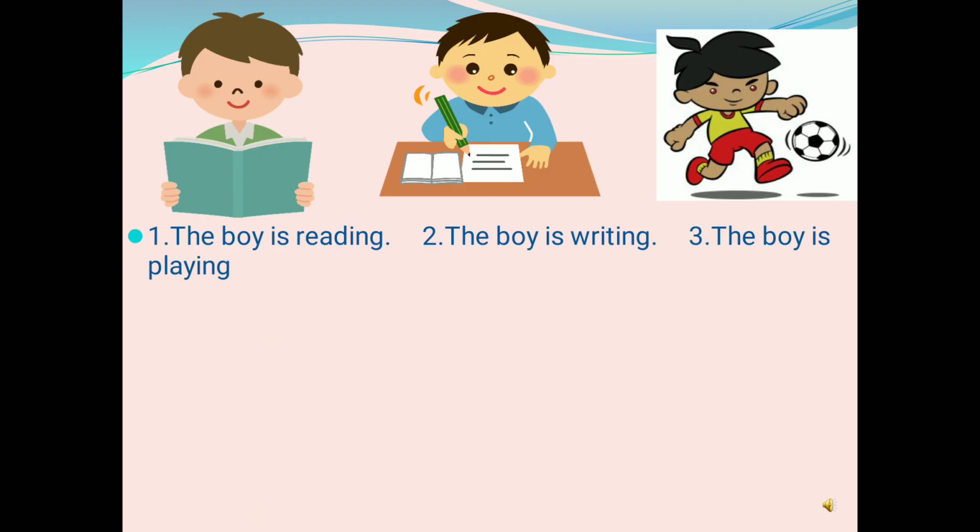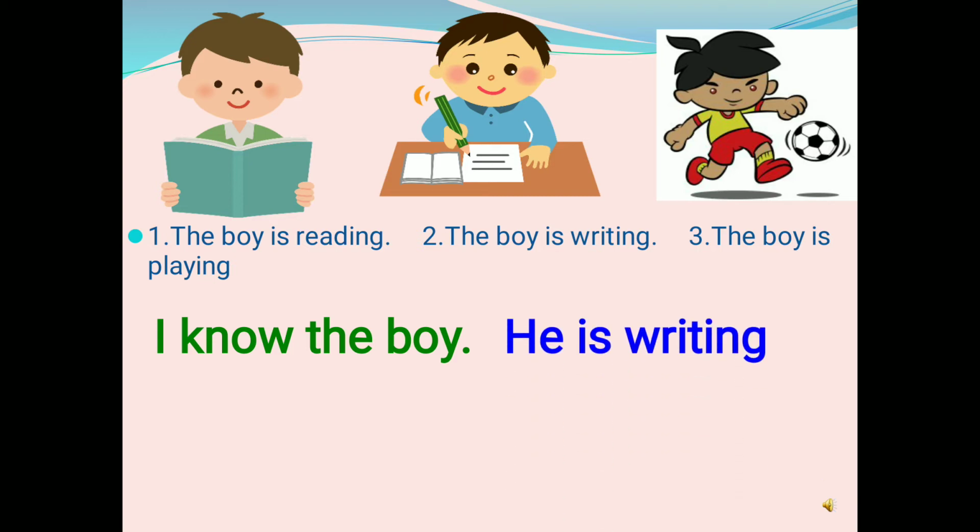Suppose you know only one boy among these three. Then how do you say, I know the boy? Which boy do you know? The second boy. What is he doing? He is writing. If you know the second boy, you can say, I know the boy and he is writing.